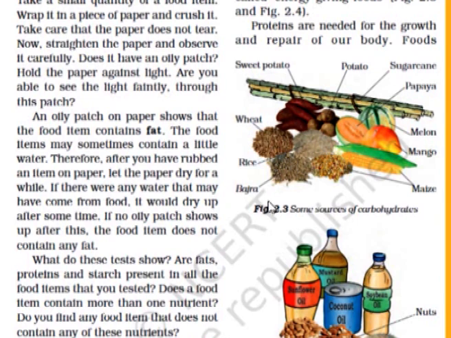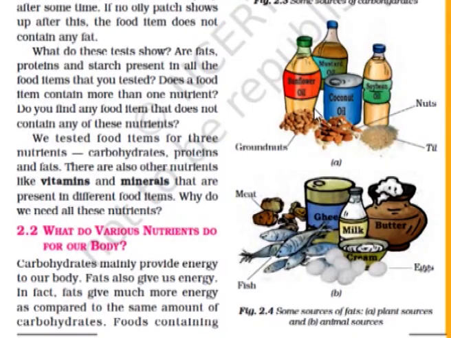In 2.3 you can see bajra, rice, wheat, sweet potato, sugarcane, papaya, melon, mango, maize. They are the sources of carbohydrate. And in figure 2.4 you see oil, mustard oil, nuts, sunflower oil, soybean oil. They contain fats. Groundnuts, almonds are here, and these are a rich source of fat.